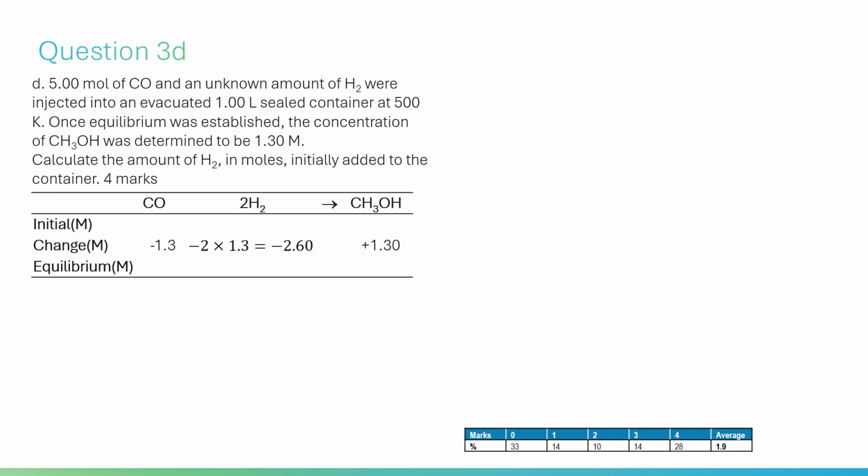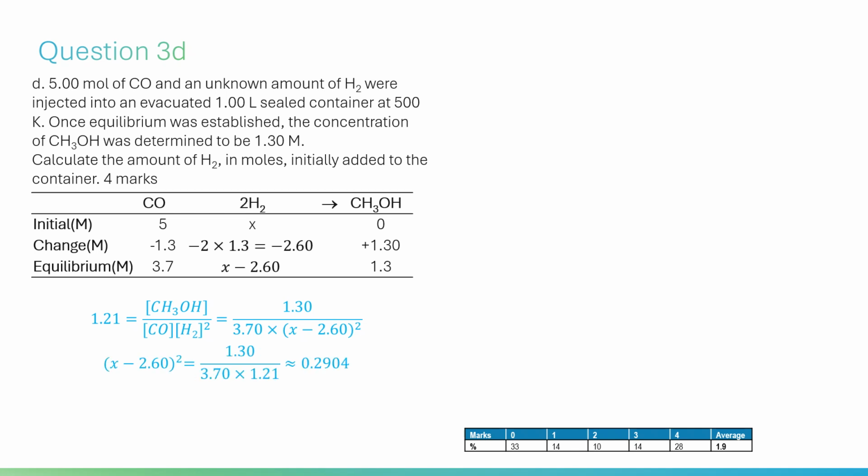Next, you must transition from moles to the equilibrium expression. Because the volume is 1.00 L, the molar amounts and concentrations are numerically identical, which simplifies our Kc setup. However, always be wary of the algebraic trap. When you substitute these values into the 1.21 equilibrium constant expression, don't rush to expand the quadratic. Instead, to solve for x, we have (x − 2.60) squared equals 0.29. Instead of expanding the quadratic, we take the square root of both sides to isolate the term inside the brackets.